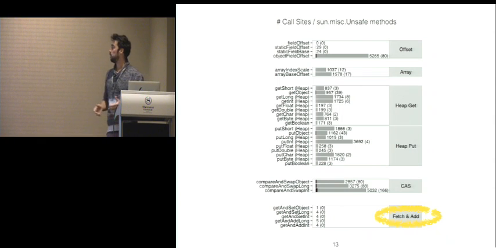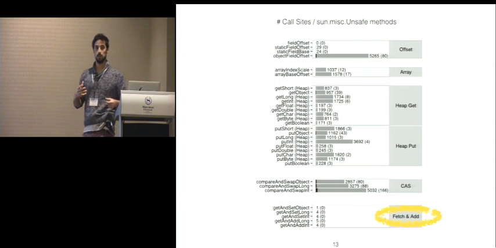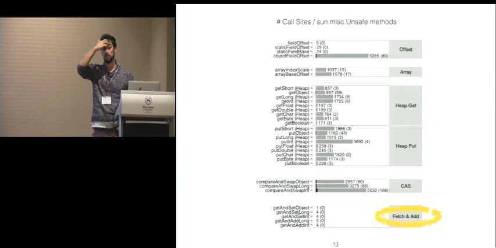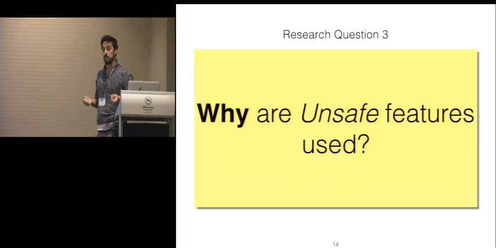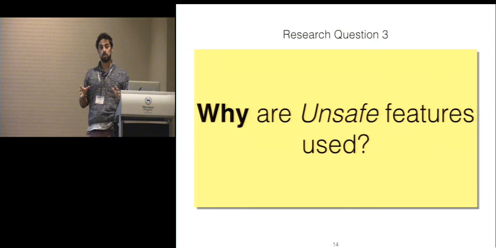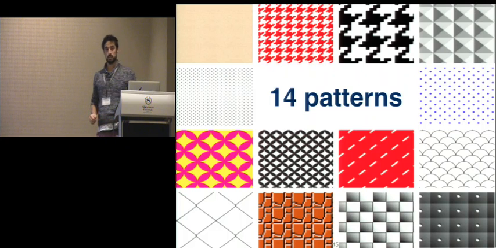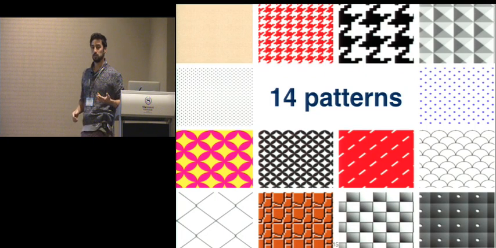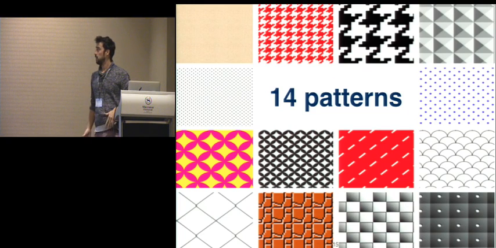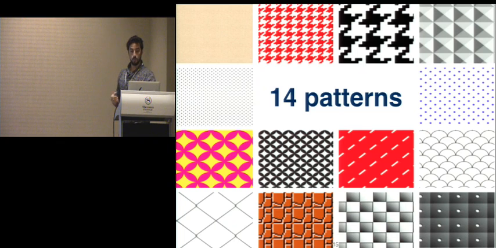So now we know that there is an impact. Now we know how Unsafe is being used. The main question that we want to know is why. Why do projects need to use Unsafe? So let me show you. To answer this question, we have analyzed most of those projects that were directly using Unsafe, and we found 14 patterns, 14 reasons why Unsafe is being used. So let me show you what the patterns are.